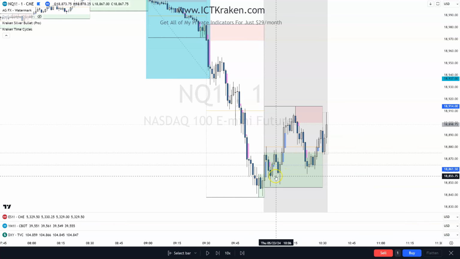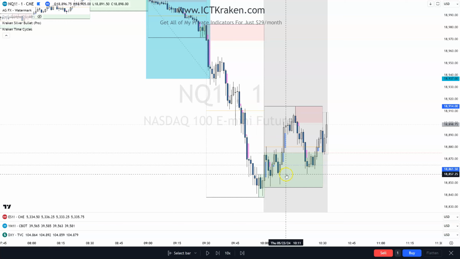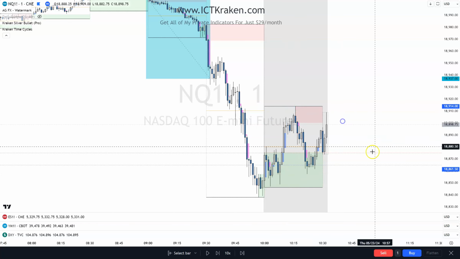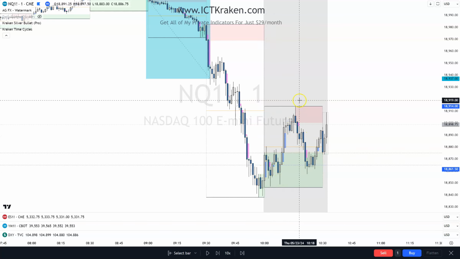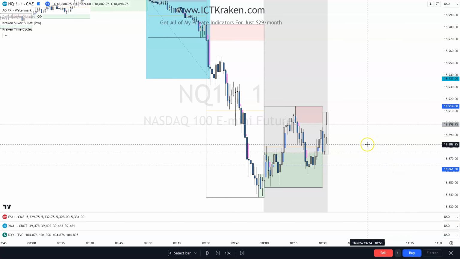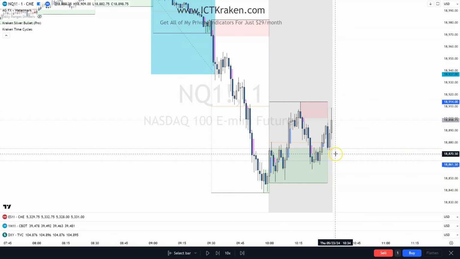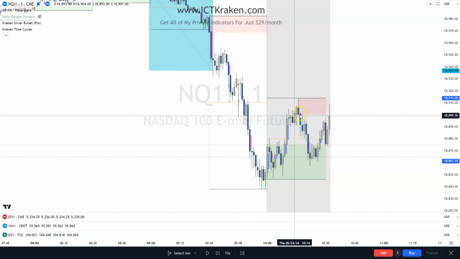You could have entered here to go higher on this. This would have been a 50-point trade to go up based on the 30-minute cycles, respecting this fair value gap and up. Good trade. That's not what I was looking at. I was still expecting us to go short, so I was still looking to go down. I didn't take the retracement up.